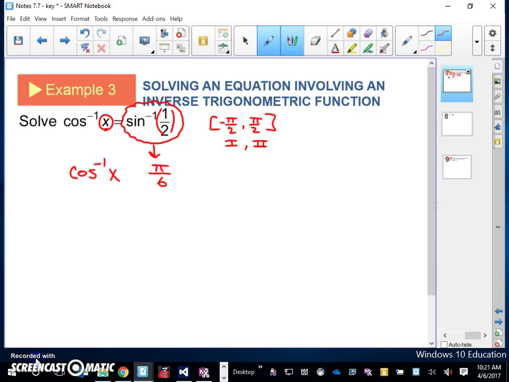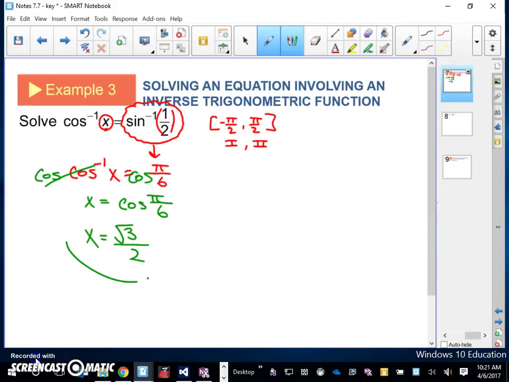So inverse cosine of x equals pi over 6. And so if I'm trying to solve, I'm trying to isolate, I'm going to do a cosine on both sides to knock out that inverse cosine. I would have x equals whatever cosine pi over 6 is. Square root of 3 over 2. That's right. X equals square root of 3 over 2.